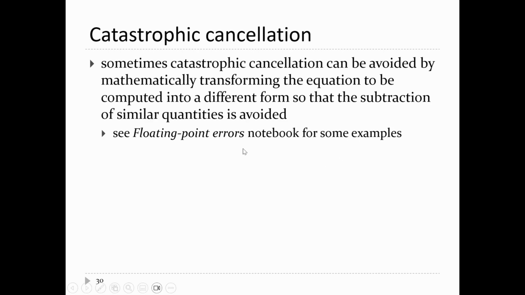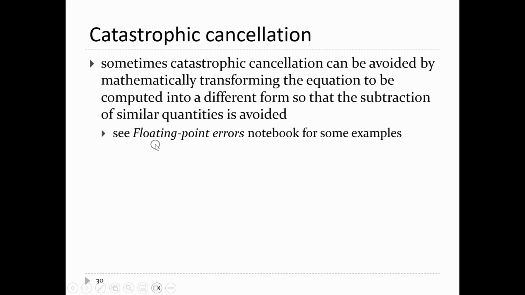Now, if you want to, you can read that floating point error notebook. I'm not going to ask you to do this. For those of you who are curious about how all of this works, in the floating point error notebook, there are some examples where you actually compute something that involves catastrophic cancellation. And then the notebook says, look, for this particular thing that you're calculating, there's a way to transform the equation to remove the difference, or to move the difference somewhere else so that catastrophic cancellation doesn't occur.